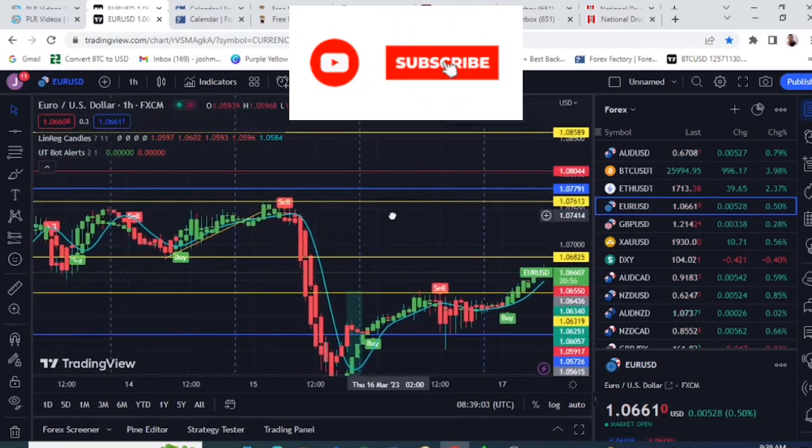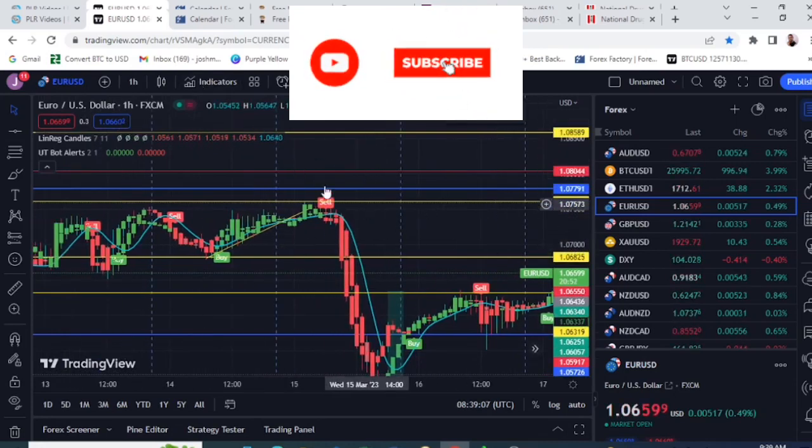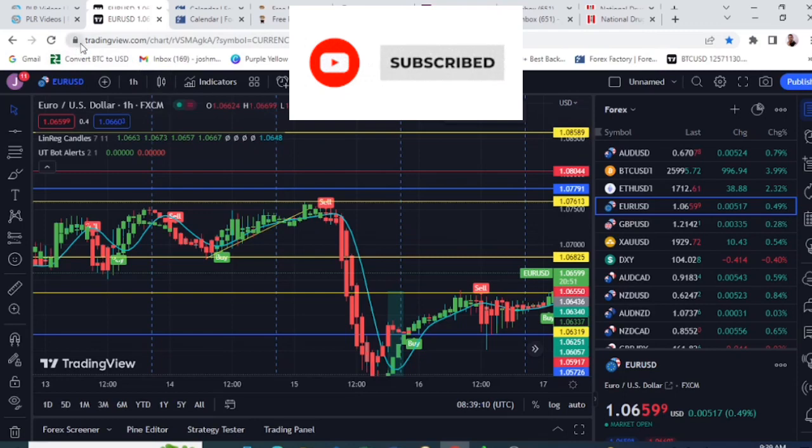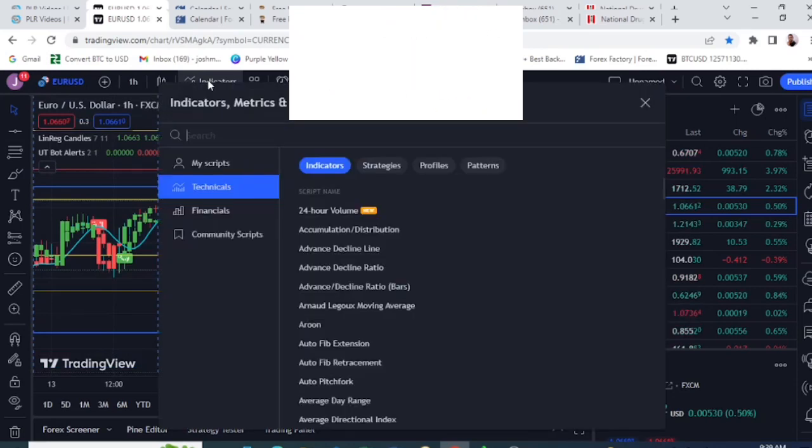So now it's very simple. You're going to need a trading view. You can go to tradingview.com. So once you are on trading view, the next thing you're going to do is you're going to add your indicator. So come on to indicator here. So you come to indicator.